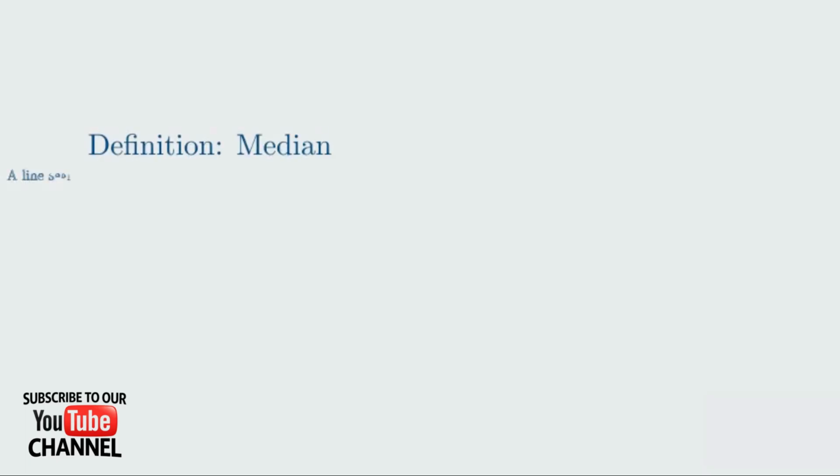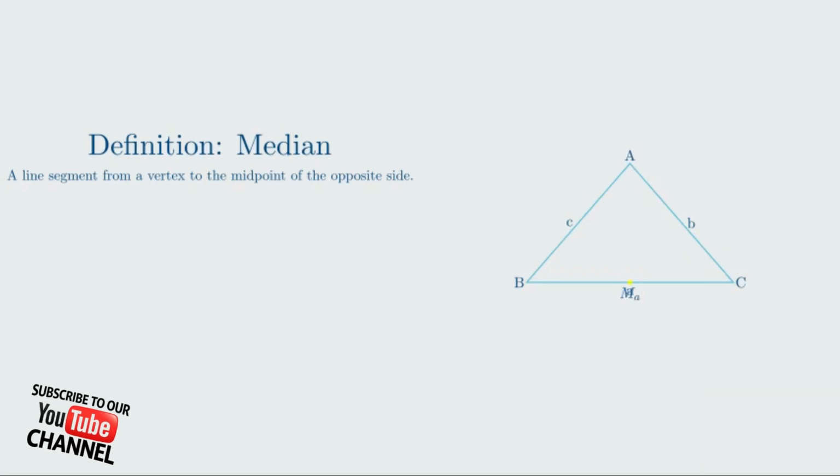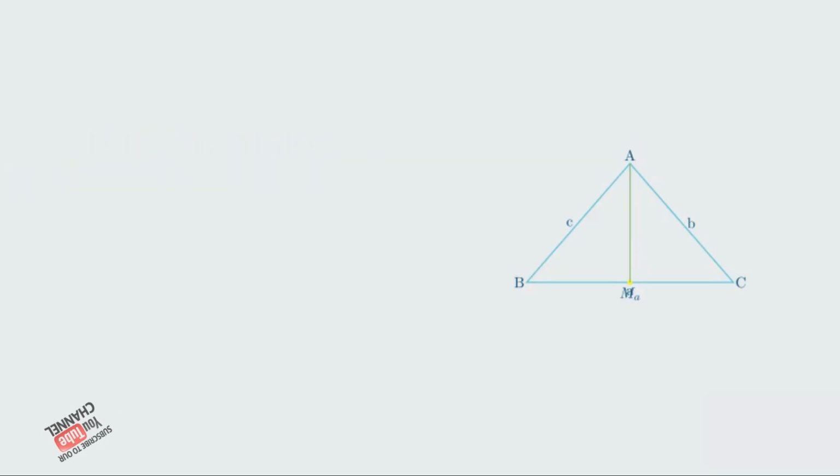In a triangle ABC, a median is a line segment that joins a vertex to the midpoint of the opposite side. It divides the triangle into two triangles of equal area. For example, here's a triangle ABC. Let MA be the midpoint of side BC. The segment AMA is the median from vertex A. Now, let's define a symmedian. This is where it gets interesting.